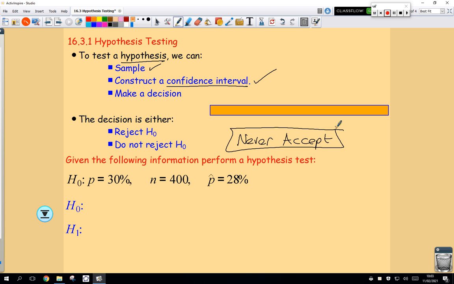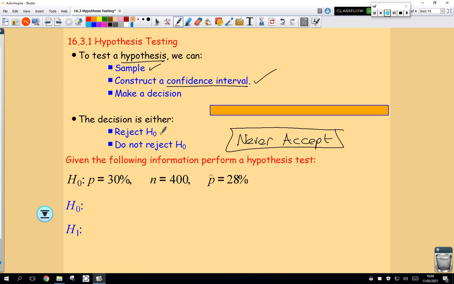If you're found not guilty, that means there has not been enough evidence to prove your guilt. If you're found guilty, that means there has been enough evidence to prove your guilt. You're never found innocent. So if you're found not guilty, that doesn't necessarily mean you're innocent. That just means they haven't been able to prove your guilt. And so the decision is one of these two things.